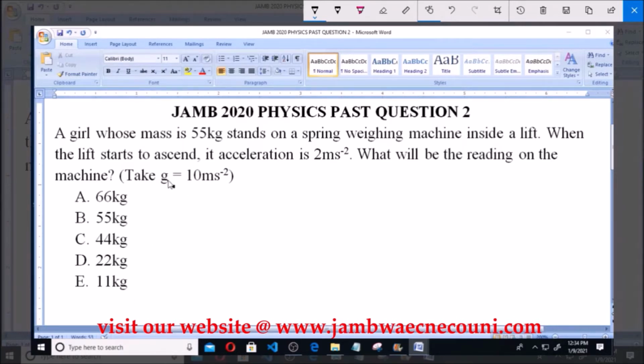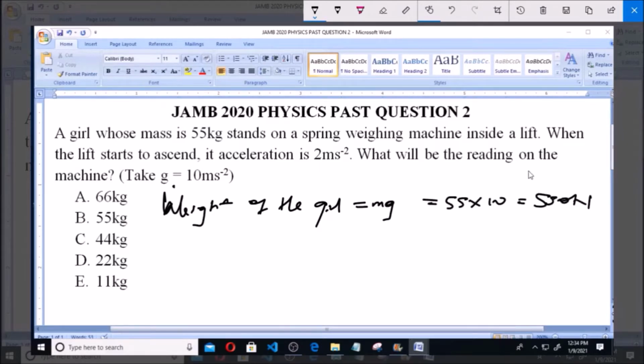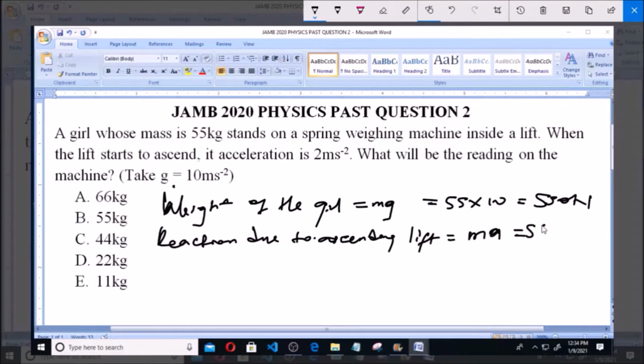Now, the weight of the girl in the lift will be equal to mass times acceleration due to gravity, that is mg, and that will be equal to 55 times 10, which is equal to 550 newton. Now the reaction due to the ascending lift will be equal to the mass of the girl times the acceleration of the lift, and that is equal to 55 times 2, which is equal to 110 newton.